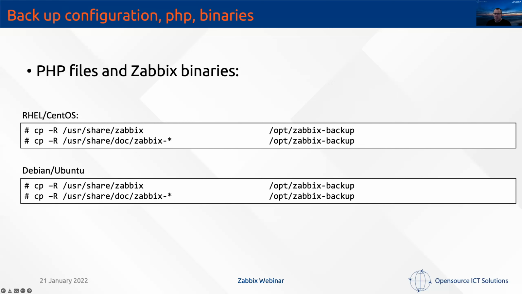Then we do the same thing for the PHP files and the Zabbix binaries. So we copy complete directories, /usr/share/zabbix and /usr/share/doc/zabbix, so everything. And we push those into that same /opt/zabbix-backup directory. This should take only a few seconds.